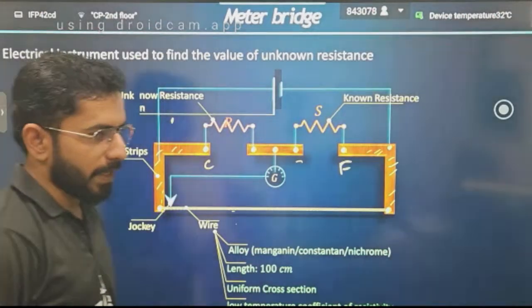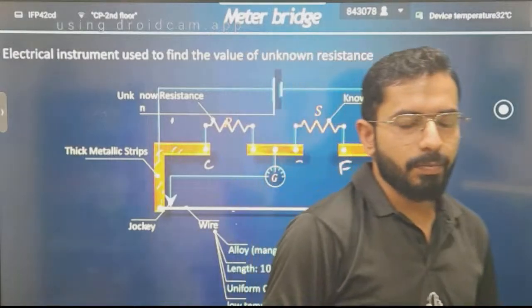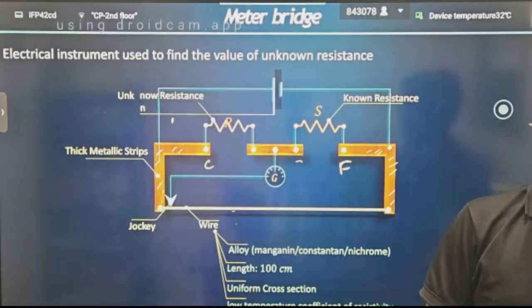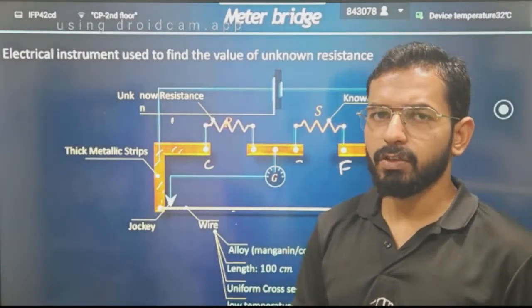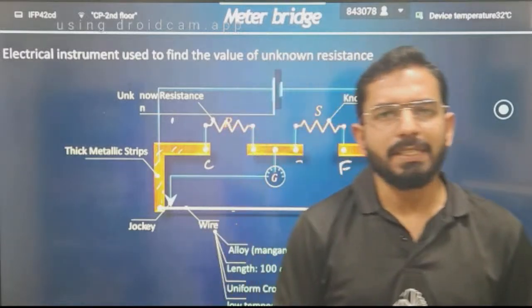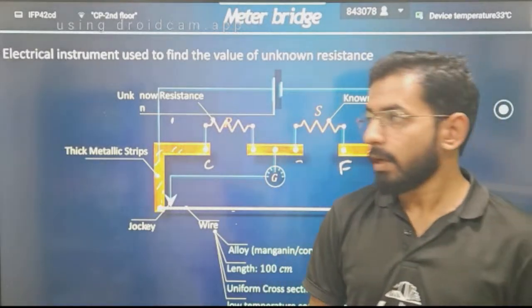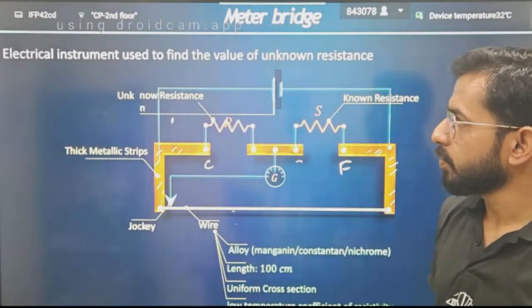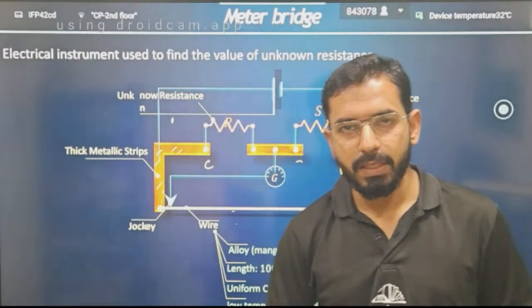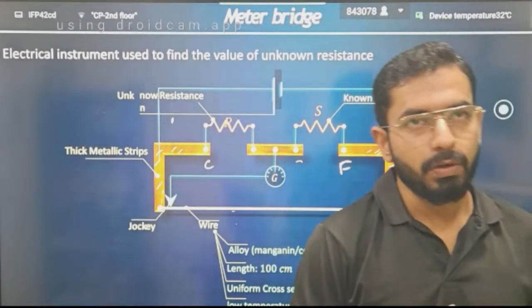Now the next one is the meter bridge. Why do we use a meter bridge? A meter bridge is a device, maybe in your college practicals you have seen a meter bridge. So what is the use of the meter bridge? The meter bridge is actually used to find an unknown resistance.